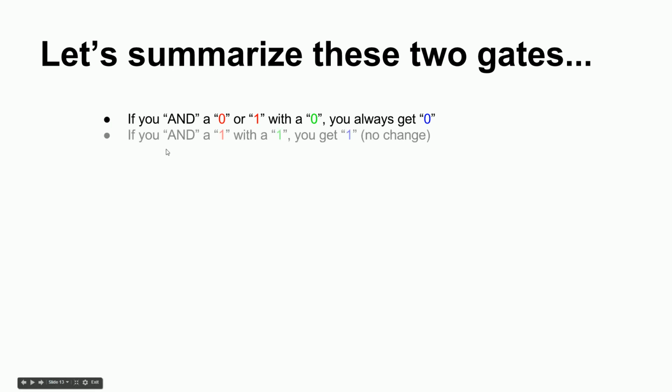So let's summarize this. I'm just going to write down as a sentence what we just said. If you AND anything with a 0, you always get 0. Because remember, they both have to be 1. And since I'm forcing one of the inputs to be 0, we're always getting 0 from our AND. And if I AND a 1 with a 1, I get a 1, so the red and the result are the same, and that didn't change anything. If I AND a 0 with a 1, I get a 0, and 0 goes to 0, so no change.